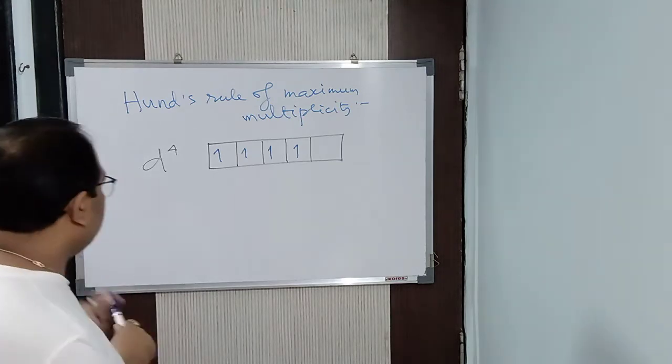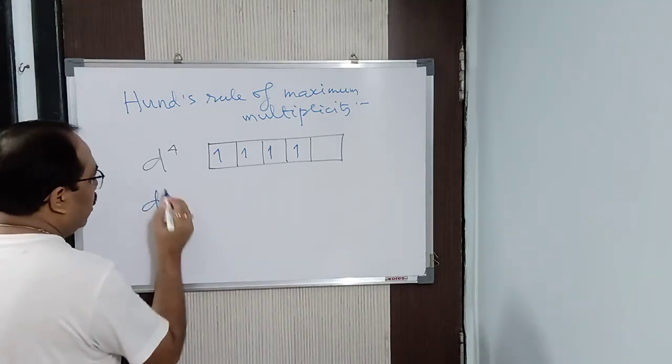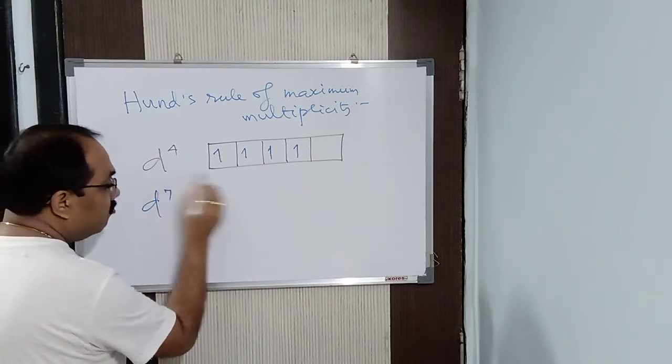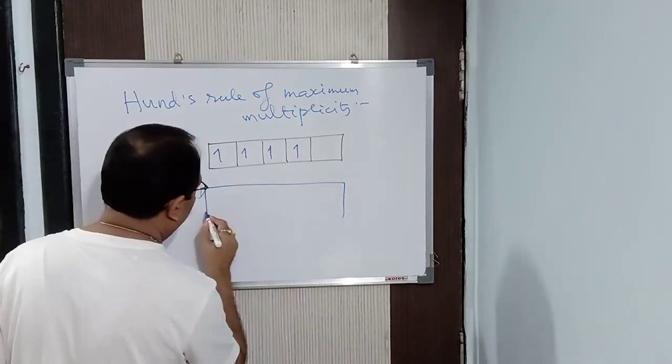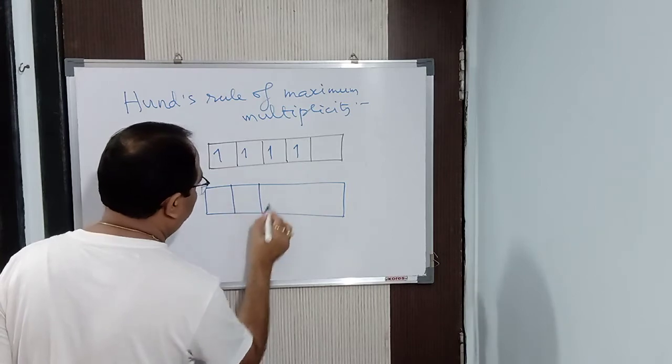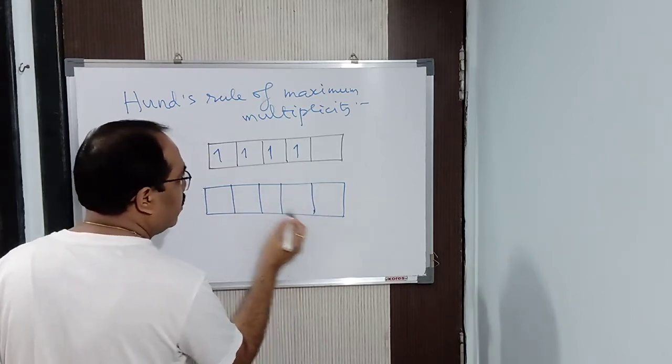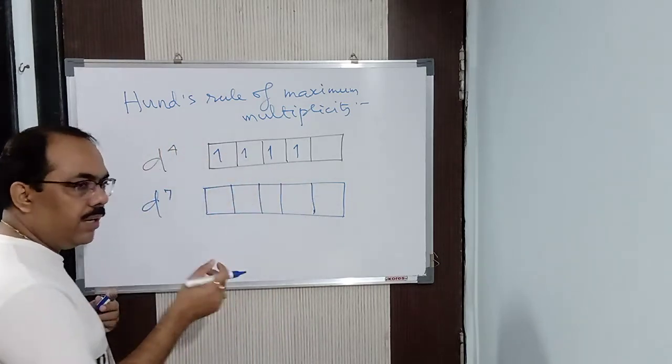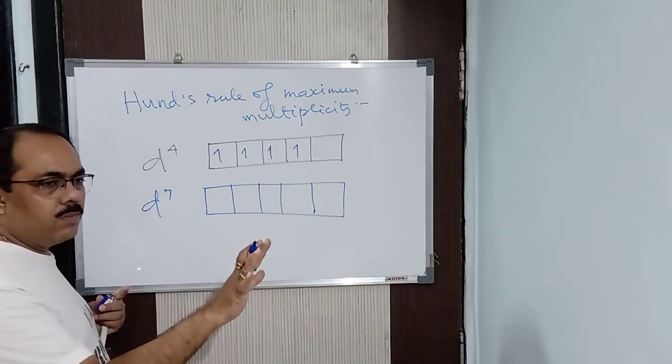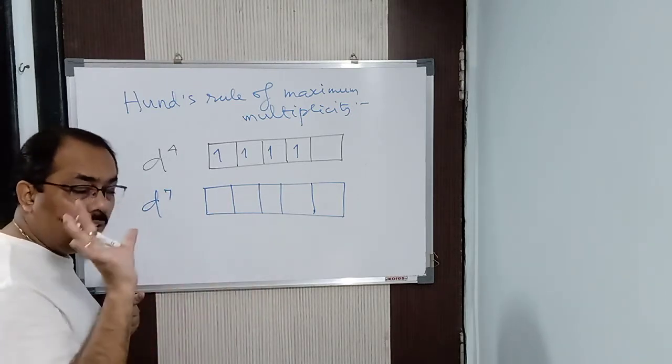Understood? Now, I will tell you the reason also. Don't worry. Suppose there are 7 electrons in the d subshell. Again you make 5 boxes. You need to always make 5. You cannot say that if 4 electrons are there, I will make 2 boxes. No. The rest of the boxes will remain vacant, but you have to make all 5.